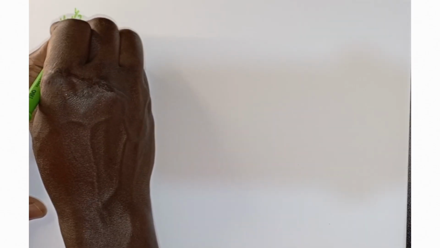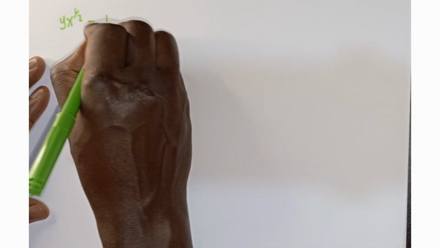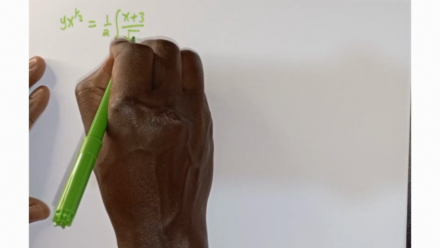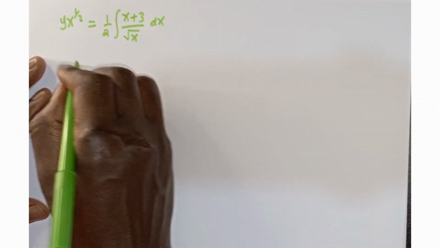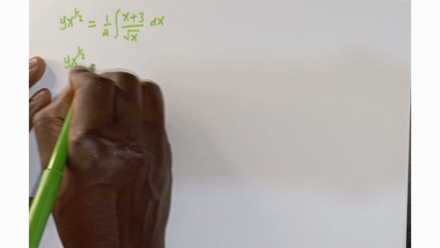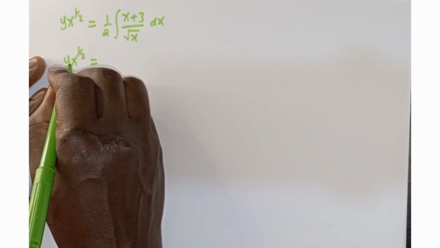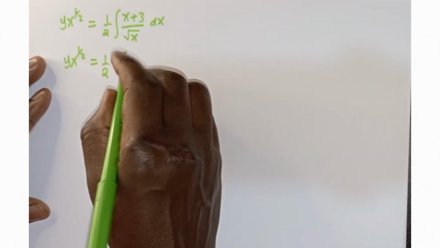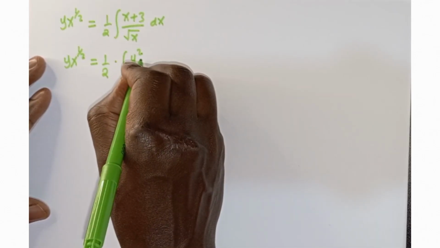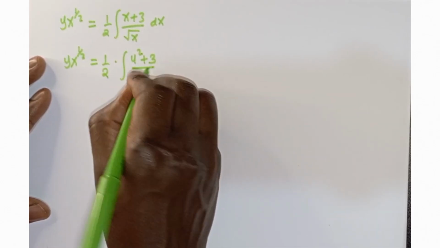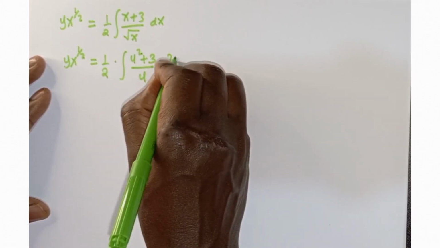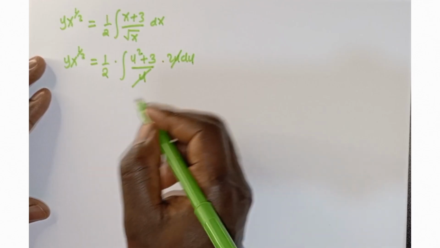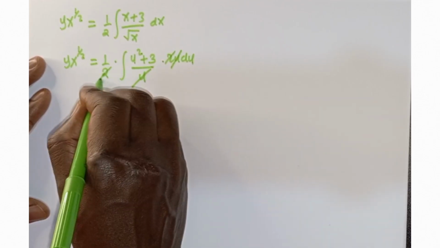So y x to power half is equal to the half integral of x plus 3 out of square root of x dx. Substituting our variables, y x power half is a half times the integral. This is going to be u squared plus 3 out of u times 2u du. So we can cross this with that. After crossing it with that, we can also cross these two with this.